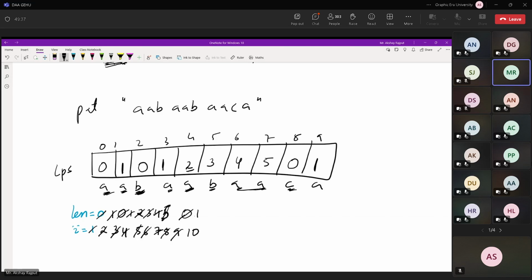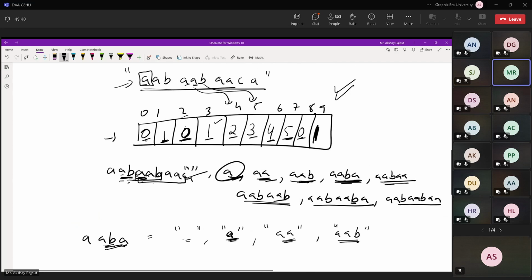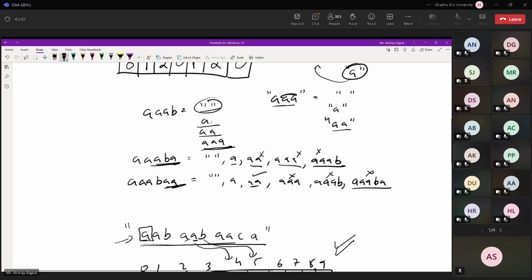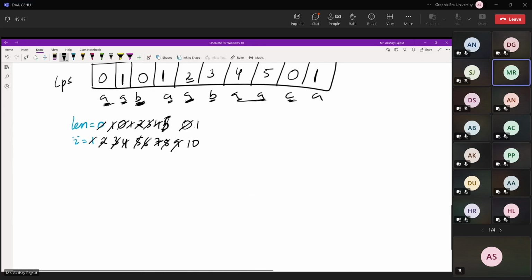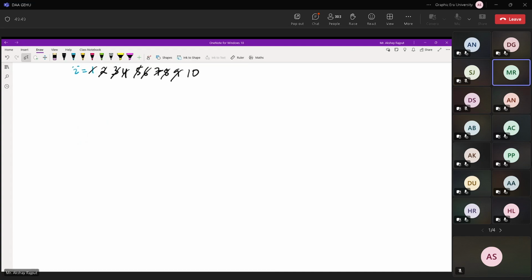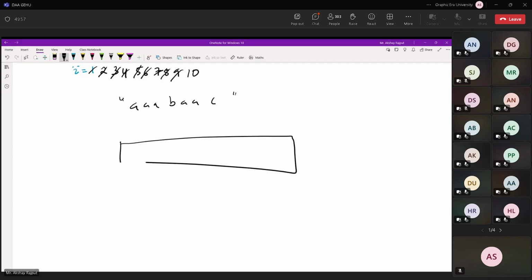So now this is my array, and this is the same array that we have formed here. Okay. Now we will run this on AAABAAC. We will see, are we getting the same array? AAABAAC. Indices 0, 1, 2, 0, 1, 2, 3, 4, 5, 6. This is 0. ABAAC.